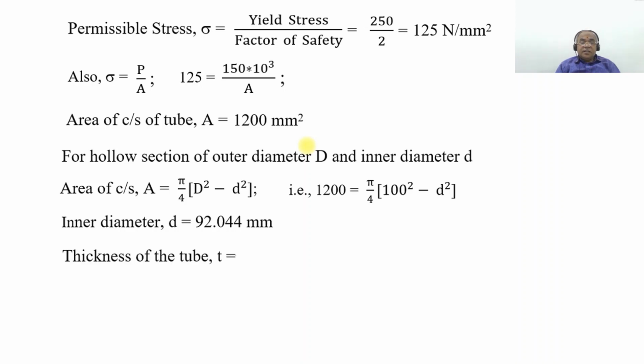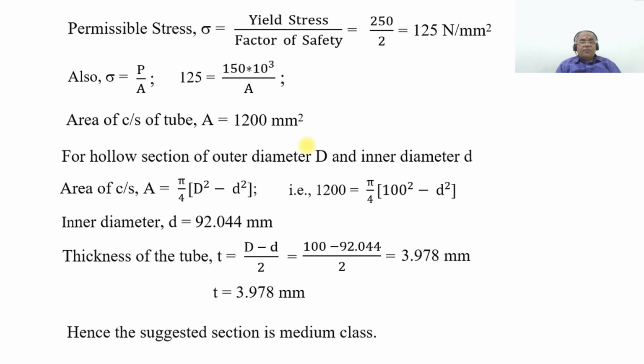So the thickness of the tube, which I need to find out, because the section we need to find out is in the form of a thickness. So t will be equal to capital D minus small d by 2. So capital D is 100, minus small d is 92.044, divided by 2, the value is 3.978 mm. So that is going to fall in the range of the suggested section in the medium class. In the light class, it is up to 3.5, and in the medium class, you are going to get this. So this is how you will be able to find the solution. Thank you.